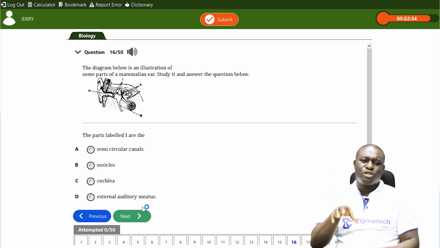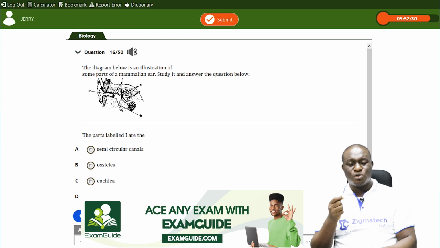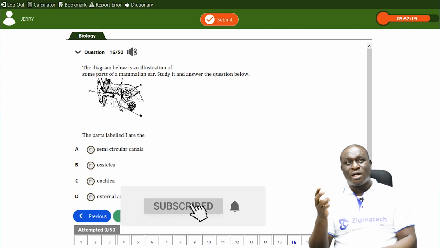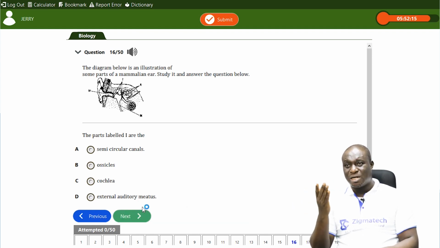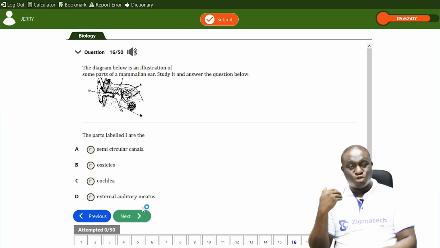We also have the middle ear. The middle ear is mainly made up of small bones. In fact, they are called the smallest bones of the body. And these bones are called ossicles. We have about 3 types of them. We have the malleus, which looks like a hammer. We also have the stirrup. We have the anvil. These are the 3 bones that are found in the middle ear.